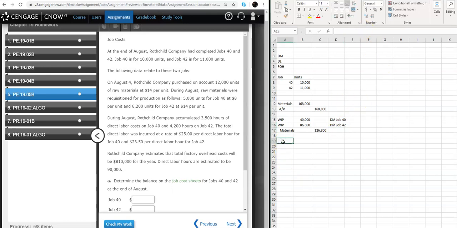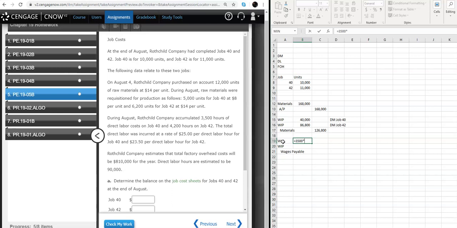Probably some direct labor coming up next. During August, Rothschild accumulated 3,500 hours of direct labor cost on job 40 and 4,200 hours on job 42. The total direct labor incurred was a rate of $25 per direct labor hour for job 40 and $23.50 for job 42. So I'm going to say that all direct labor goes into work in process. I'm going to keep it separate, and this is going to be wages payable. I may not need to make these journal entries at the end, but this way I can see what I'm doing. All right, so I have 3,500 hours at $25 for job 40.